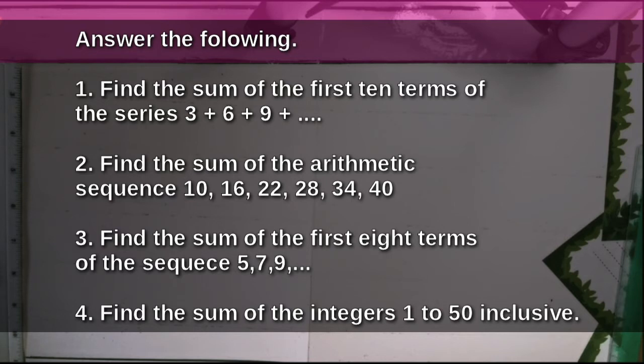Now answer the following. Number 1. Find the sum of the first 10 terms of the series 3 plus 6 plus 9 plus so on. Number 2. Find the sum of the arithmetic sequence 10, 16, 22, 28, 34, and 40. Number 3. Find the sum of the first 8 terms of the sequence 5, 7, 9, and so on. And last, number 4, find the sum of the integers 1 to 50 inclusive.